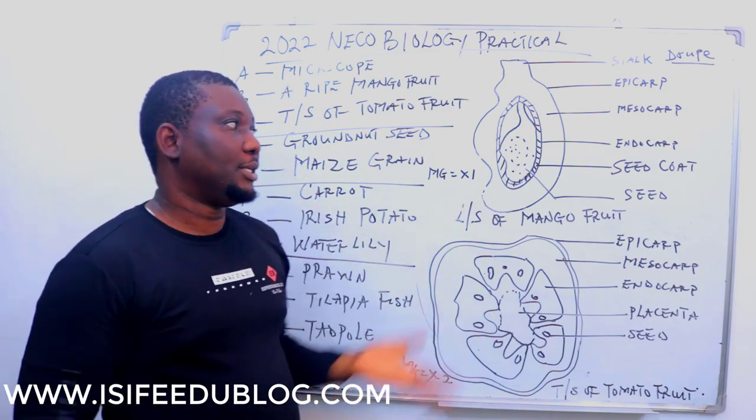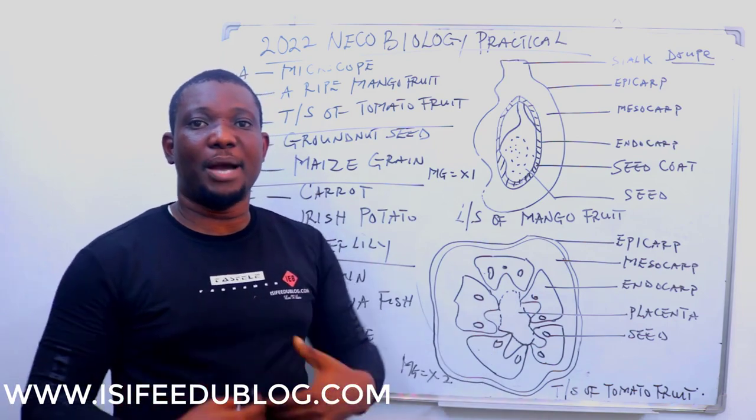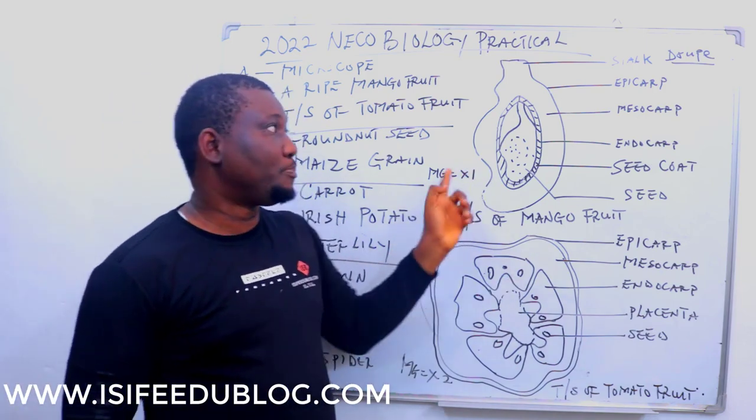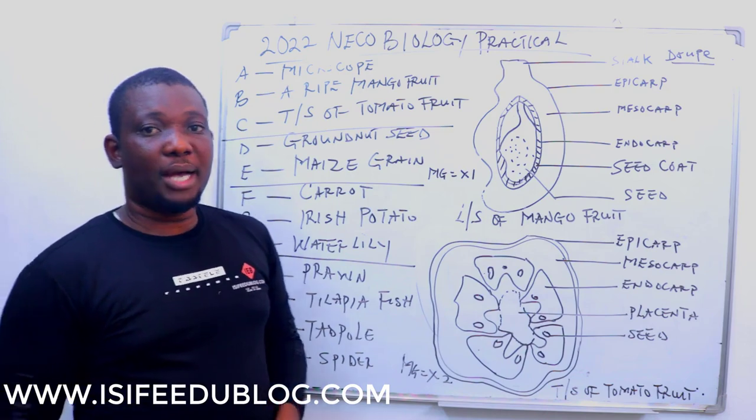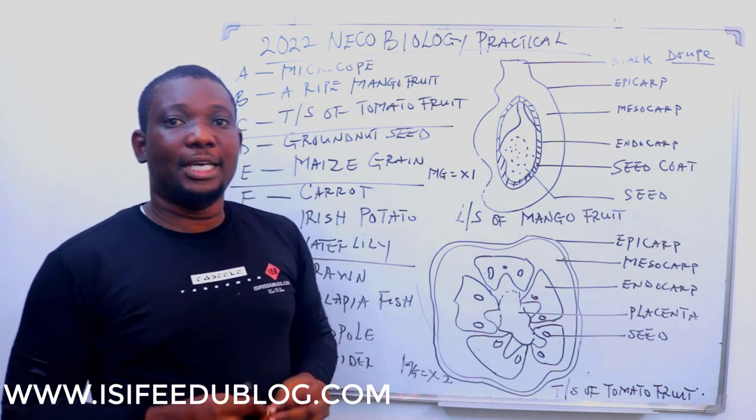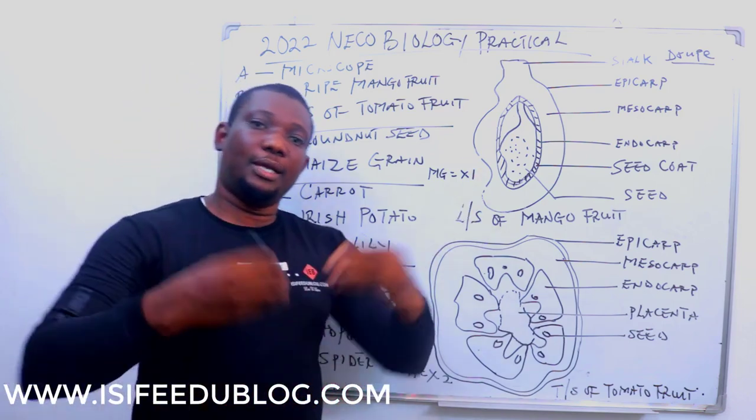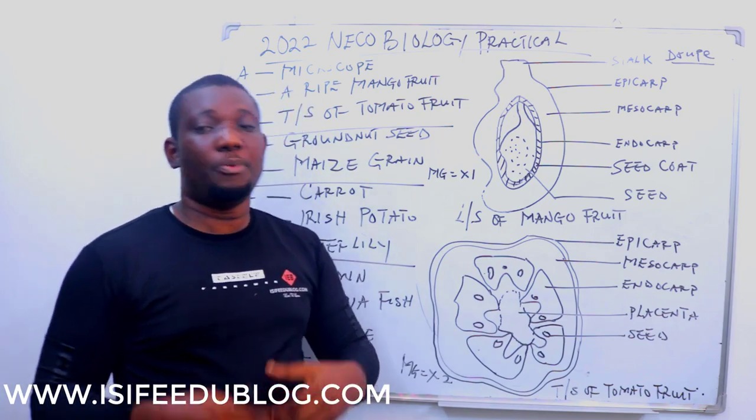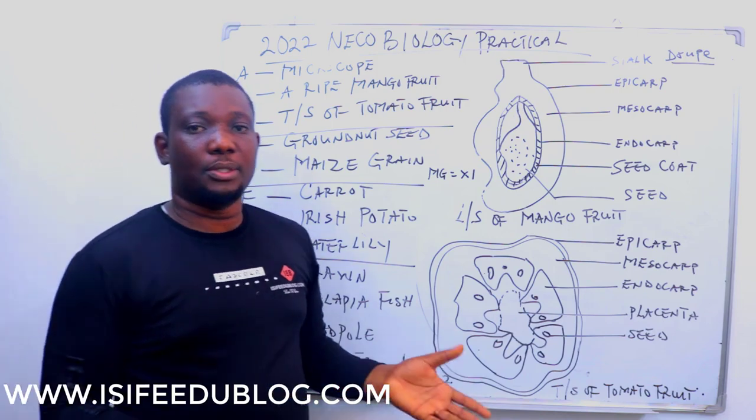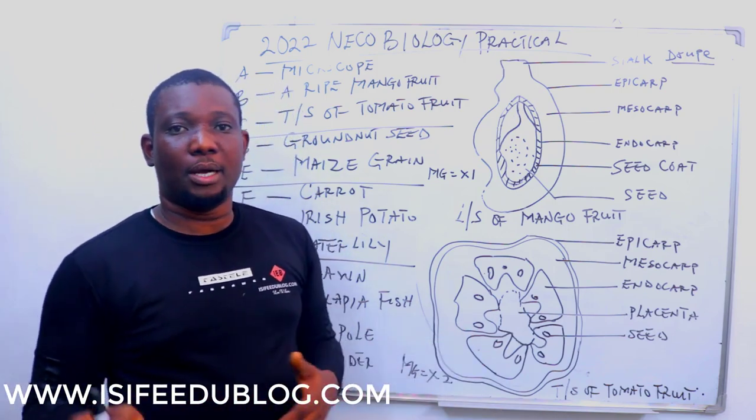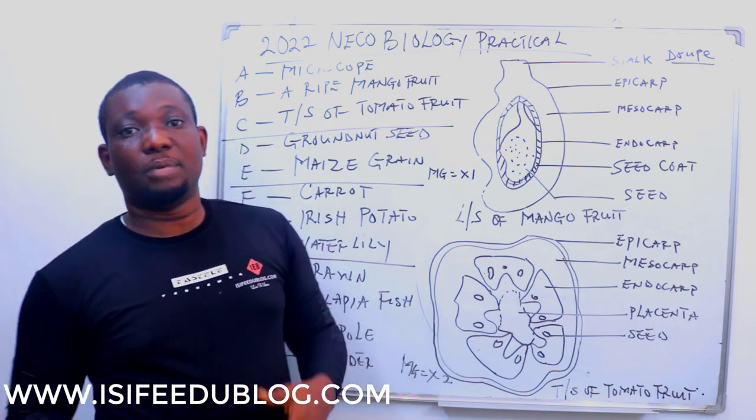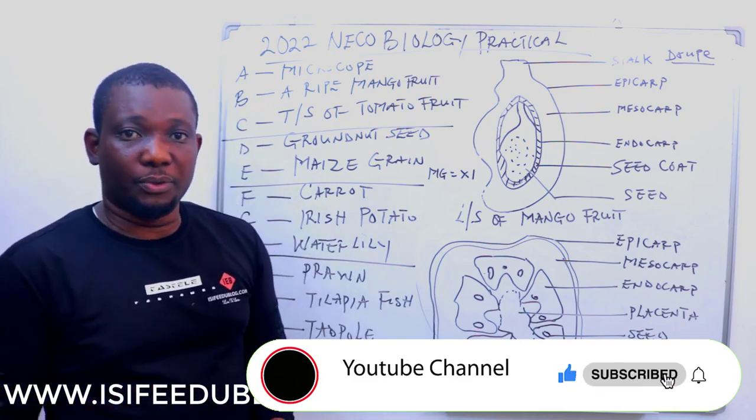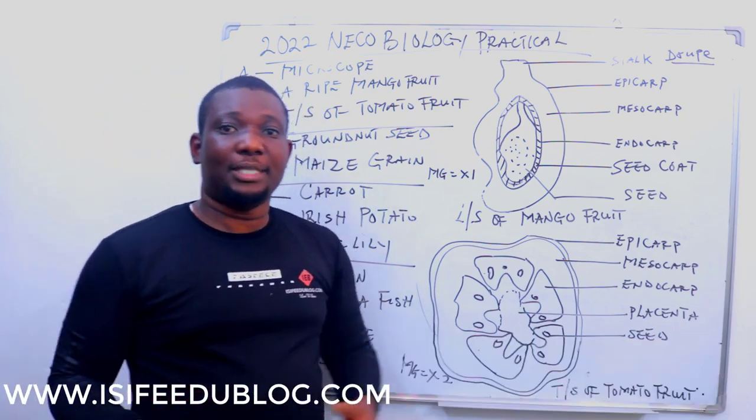Dispersal of these fruits is by man and other animals. Yes, man and other animals disperse specimen B. Man and other animals are agents of dispersal of these fruits. The examiner wants to know the reason why you said so. There are so many other agents of dispersal of fruits. Other agents apart from man and animals could be wind, even water, and sometimes an explosive mechanism. But specifically, mango fruit is dispersed by man and other animals.